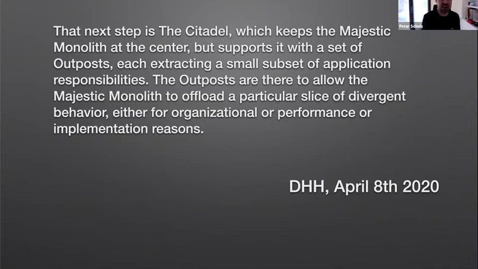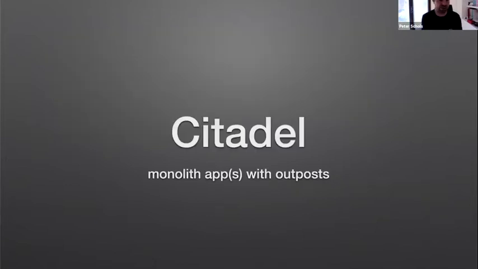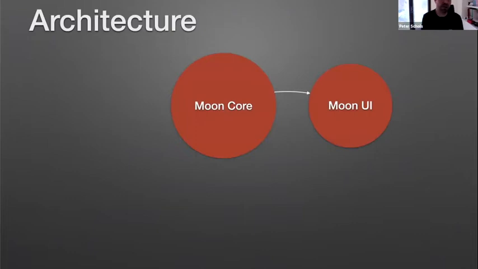And that's exactly what we did, actually. Our reasons were mostly performance reasons, and that's exactly also where Crystal comes into play. So we were using the Citadel pattern or architecture before it was published, because Moon was released in 2017, and this article dates from 2020. So it's a monolith app with outposts. And I'm going to go a bit more into detail on the architecture.